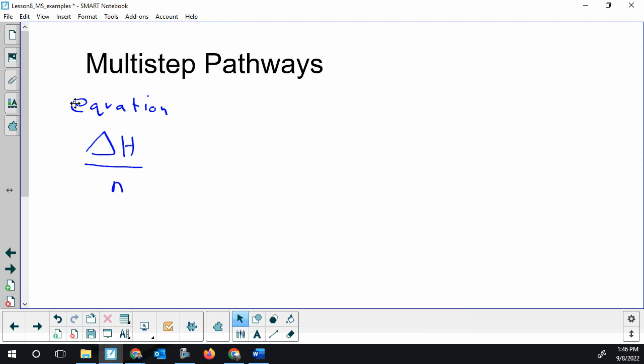You might be given the delta H. Okay? You might have a multi-step question that's fairly fast because you're given it. Okay? Or you might have to predict it from molar enthalpies of formation.